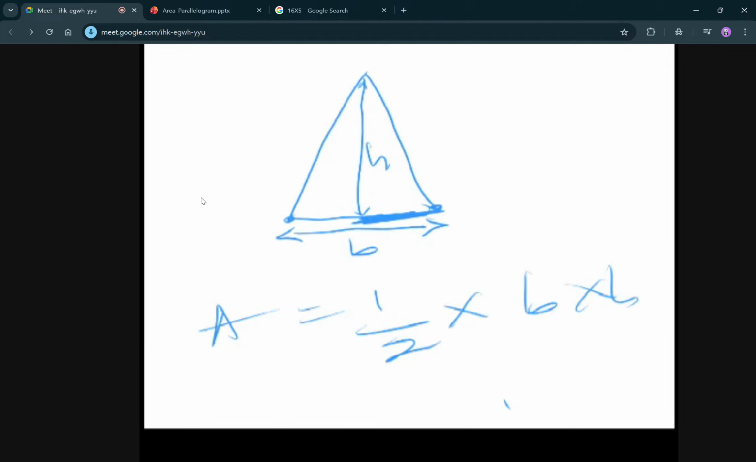The area of a triangle is 1/2 times base times height. Have you written that? Yes, I've written that. The base is the bottom, the height is the distance from the bottom to the top. Have that in mind. The base is the bottom of the triangle, and the height is the distance from the bottom to the top. Do you understand that?